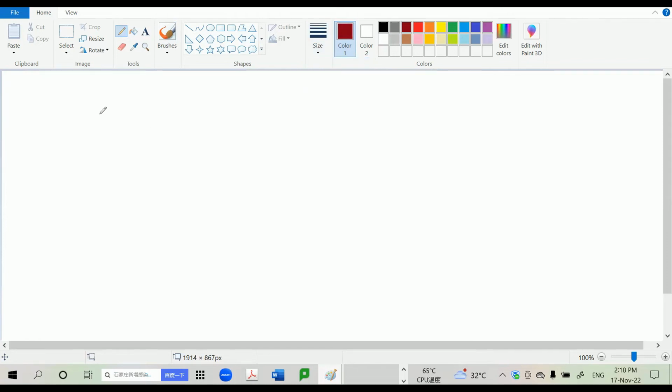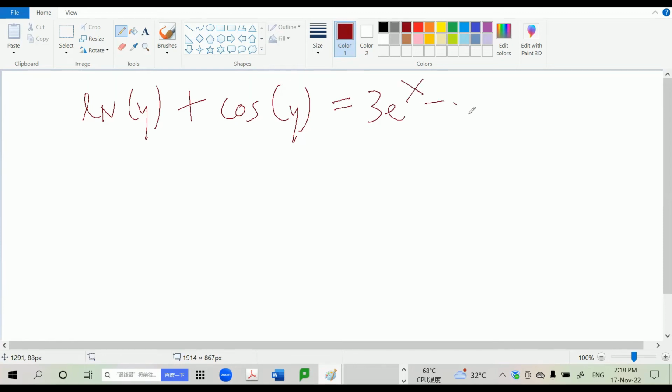So the next problem we're going to do is going to be this equation. Let's say we have natural log of y plus cosine of y equals 3e to the x minus x to the power of 3. I want you to find dy over dx, okay?